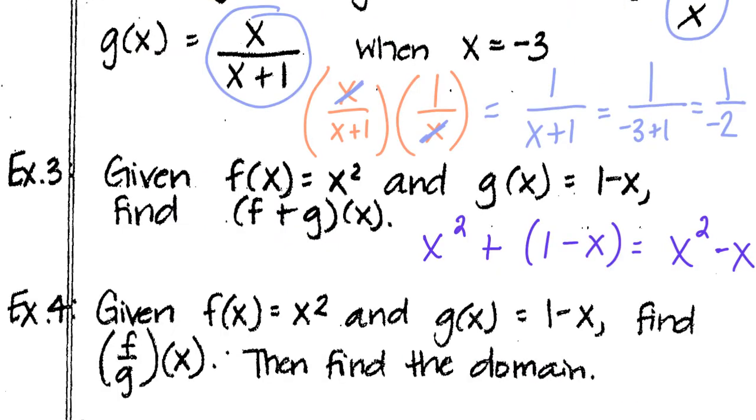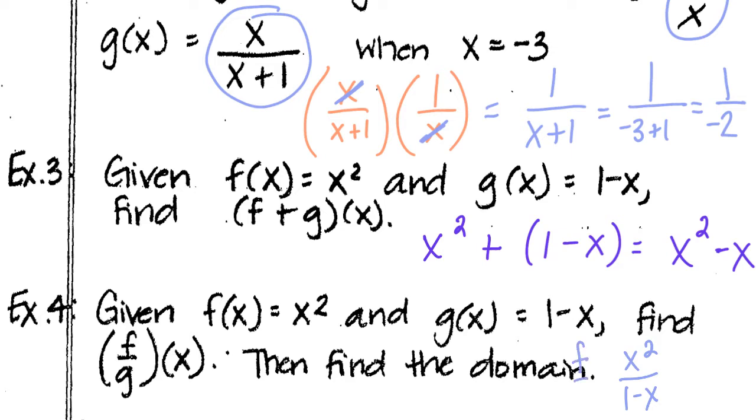Awesome job. All right, example 4. Given f of x equals x squared and g of x equals 1 minus x, find f divided by g of x, then find the domain. Remember the domain. The denominator cannot equal 0. I'm going to give you guys a chance to do this. All right, so remember that we're going to take the f of x first, so that's x squared, and we're putting it over 1 minus x.